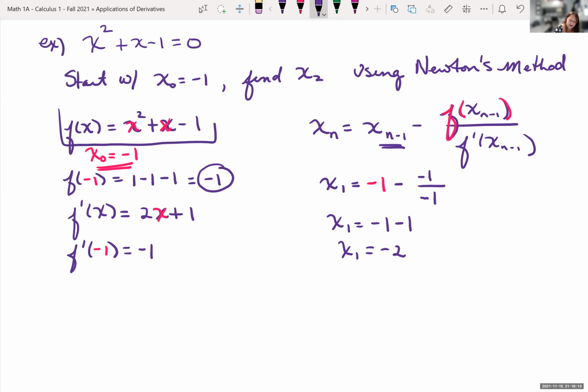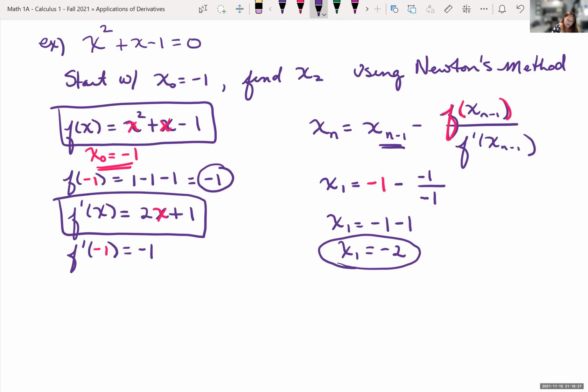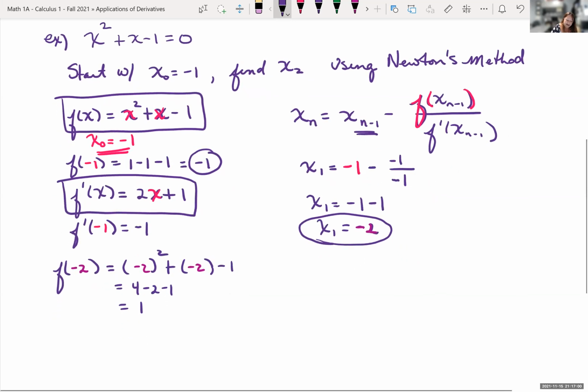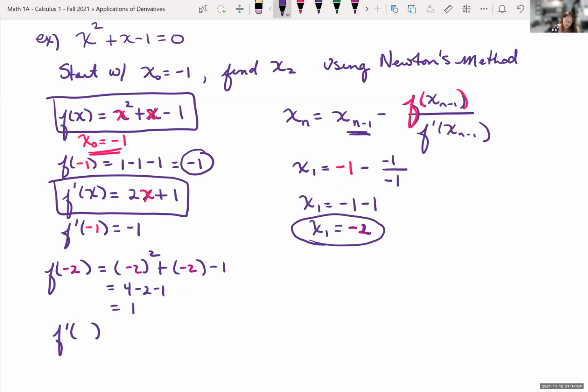So they want us to do that same thing to find x sub 2, but this time we're looking at that value of x, which is negative 2. So a couple things we have to look at. We have to look at what the original function is evaluated at negative 2. Plugging in negative 2 wherever we see an x, we get negative 2 squared plus negative 2 minus 1. Well, negative 2 squared is 4, minus 2 minus 1. That's going to give us back 1. And plugging negative 2 into our derivative function, I have 2 times negative 2 plus 1. So negative 4 plus 1 gives us back negative 3.